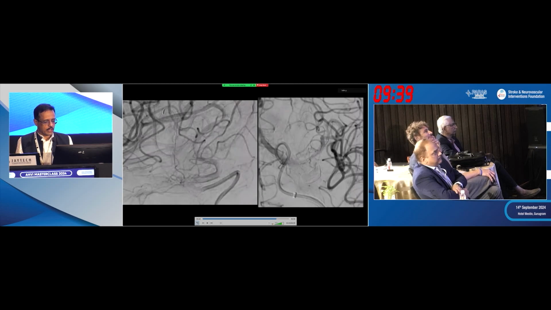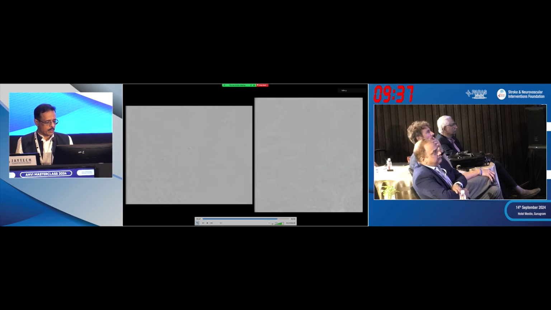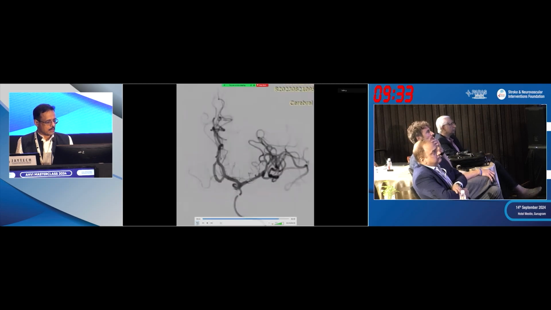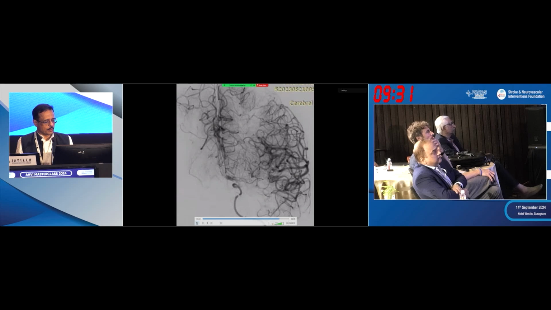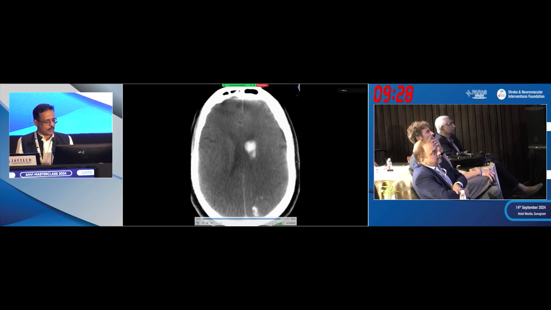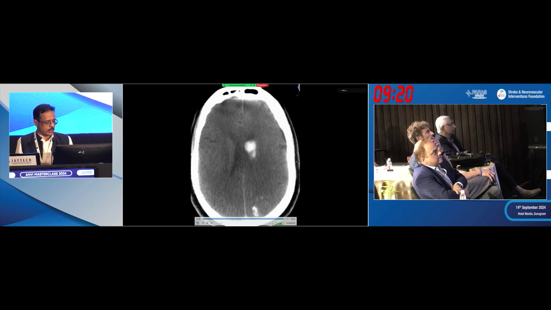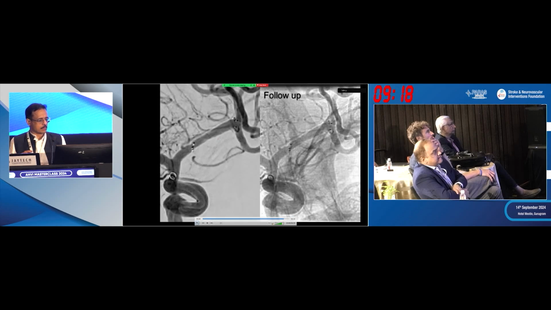We kept the balloon there, took a run, it remained fine. We look at multiple angles. There was some spasm in the artery there. We did another CT on the table. You can see dense enhancement, but no bleed. And I think we did a check angiogram, which looked pretty fine later on. Okay?